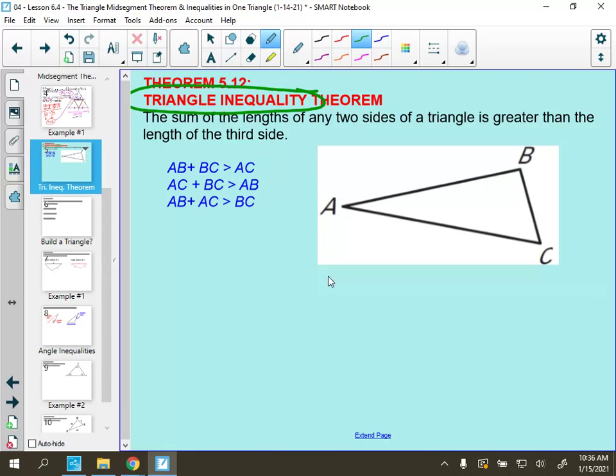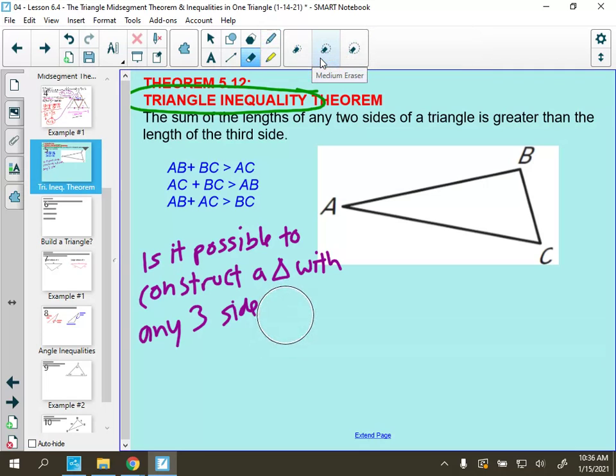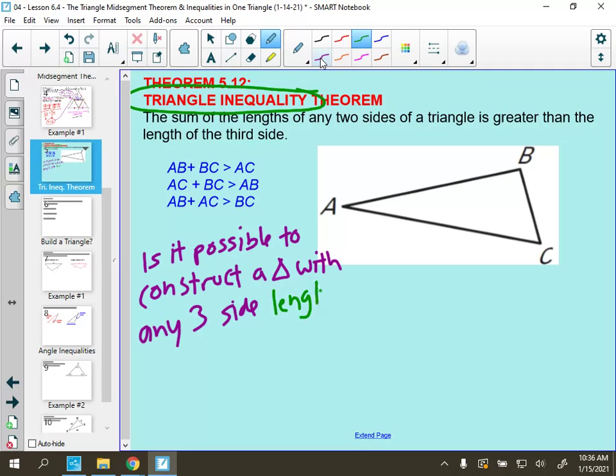And what we followed up with was, where does this come into play? More of a question of, is it possible to construct or build or draw or sketch a triangle with any three side lengths? Oh, darn it, I switch colors every time I use that eraser.